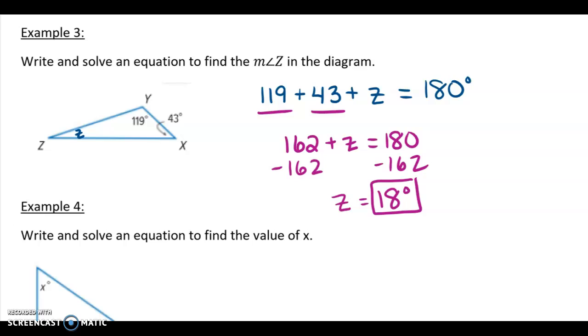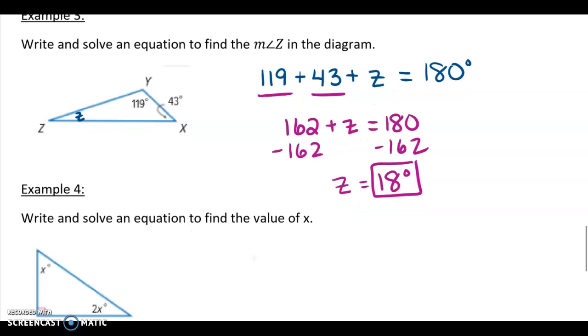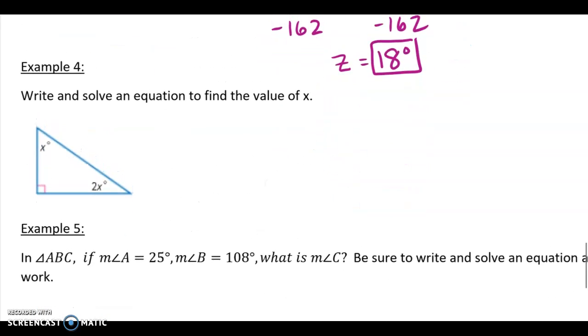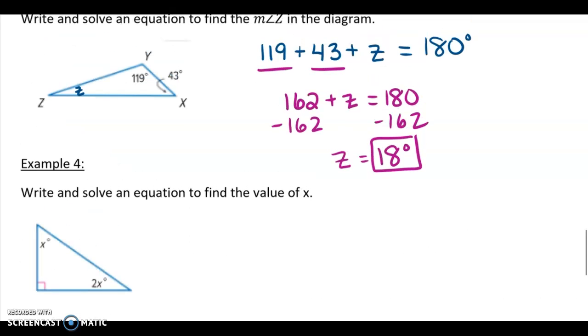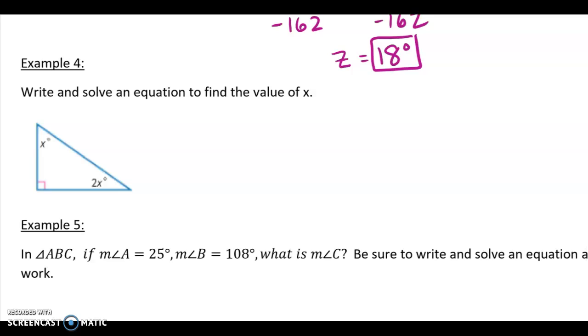Some of you might have been able to do this without an equation, and that's fine. You probably would have done 119, added 43, given you 162, and taking that away from 180. That's fine. If you don't want to make an equation, I'm okay with it for those problems. This one, you are going to have to make an equation, though, because I have multiple variables. It's not like I was just missing one angle, like up here. I'm actually missing two angles.